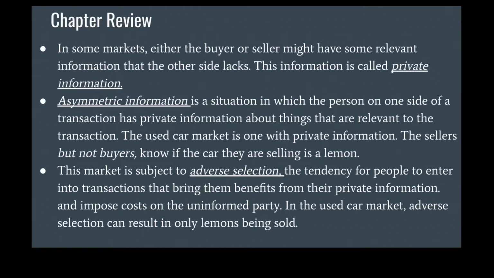Chapter review. In some markets, either the buyer or seller might have some relevant information that the other side lacks. This information is called private information. Asymmetric information is a situation in which the person on one side of a transaction has private information about things that are relevant to the transaction.